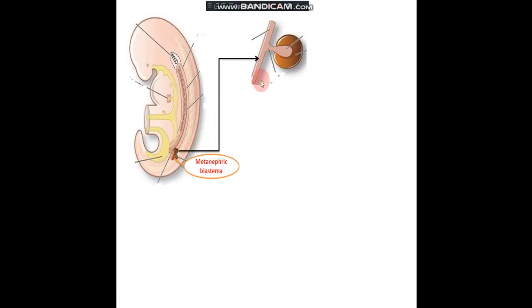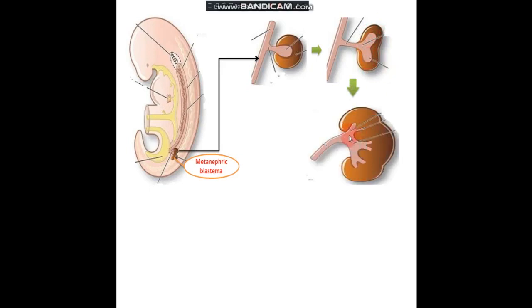Now this metanephros, once the ureteric bud goes into the metanephros, it forms a cap-like structure over here. This is known as the metanephric blastema. Next stage, the ureteric bud, once it interacts with the metanephros, it divides and forms a bifid-like structure. Later on, it divides and redivides, forming first of all the major calyces.